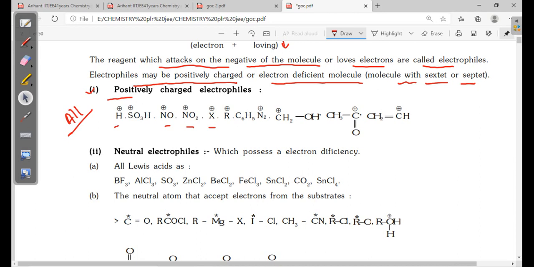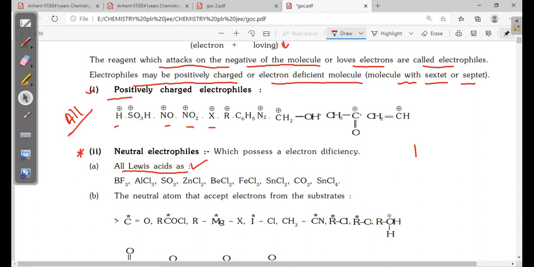Then, here you have to concentrate a little. Neutral electrophile: in a neutral electrophile, the molecule is electron deficient. How to know that it is electron deficient? It is not following the octet rule, that means it has less than 8 electrons. See here, BF3. You know the Lewis acid; if you know the concept of Lewis acid, all Lewis acids are neutral electrophiles.